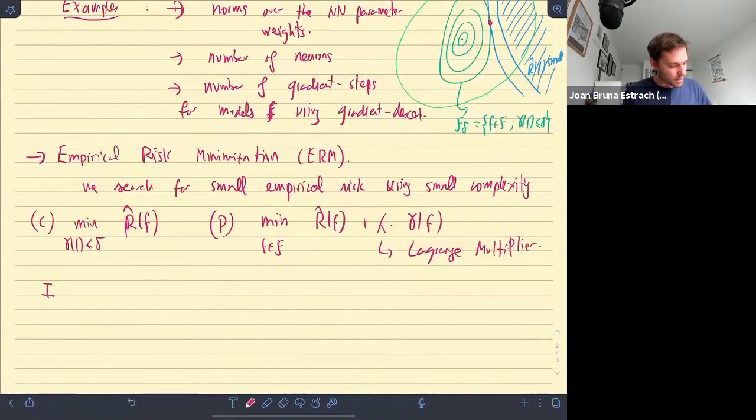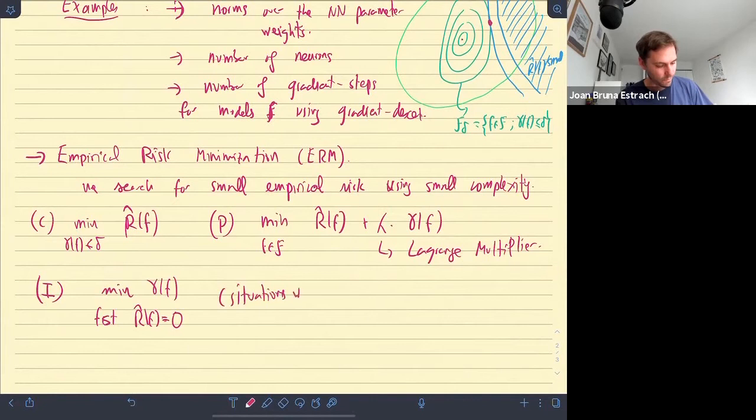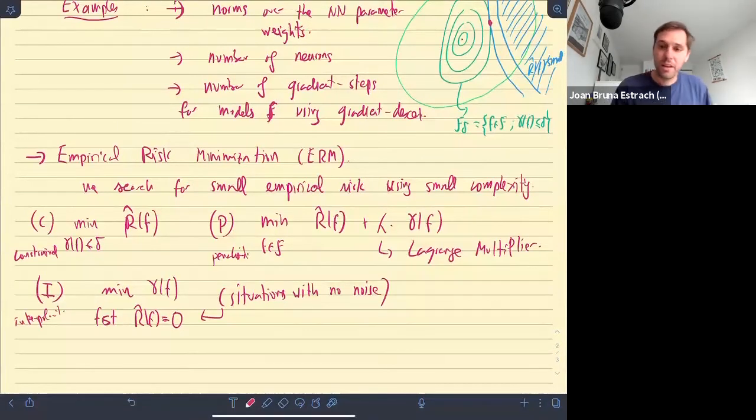Or even more popular these days, you can also do empirical risk minimization in what we call the interpolation form. Here we are trying to minimize the complexity subject to the fact that our hypothesis fits the data perfectly. This is in situations with no noise. So this is the constraint, penalized, or interpolated form. The interpolating form is popular these days.